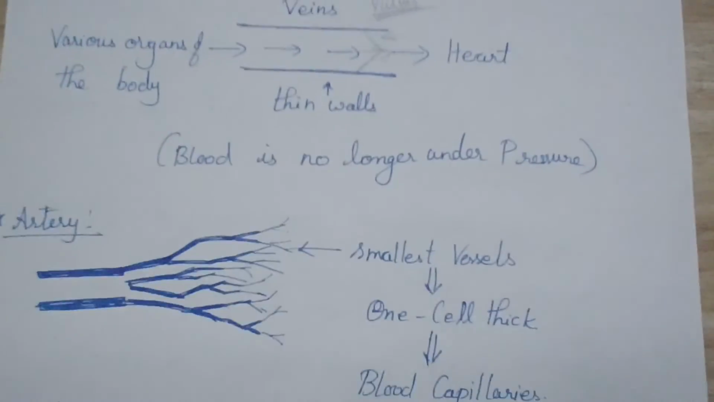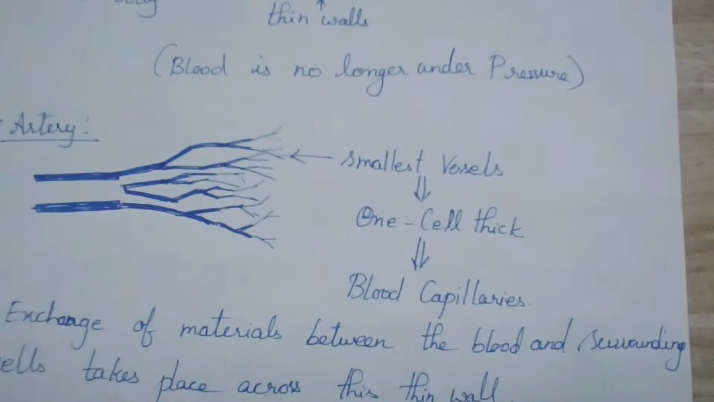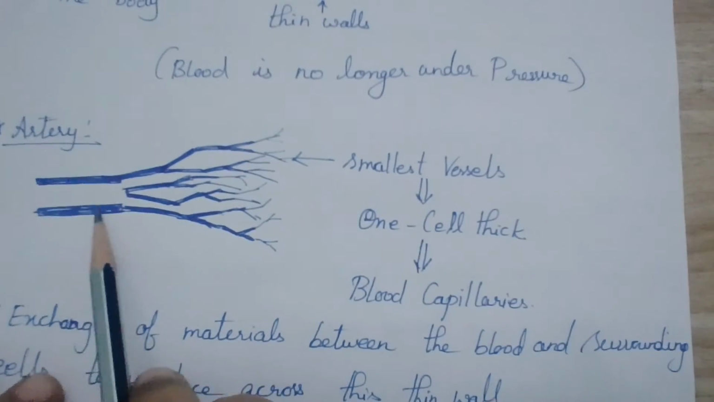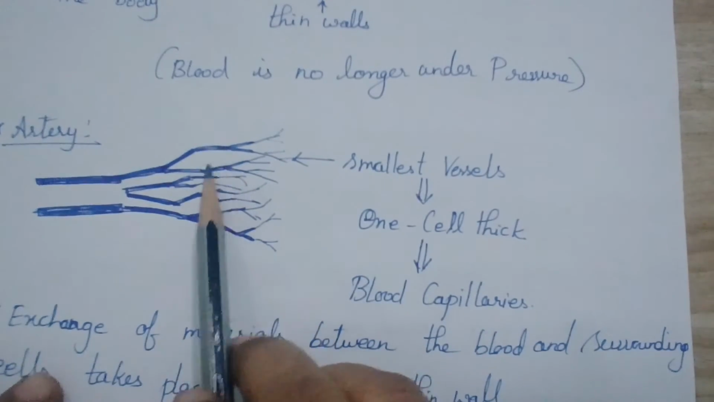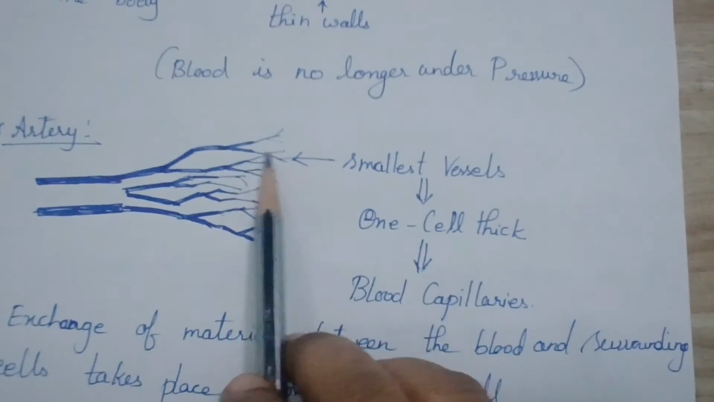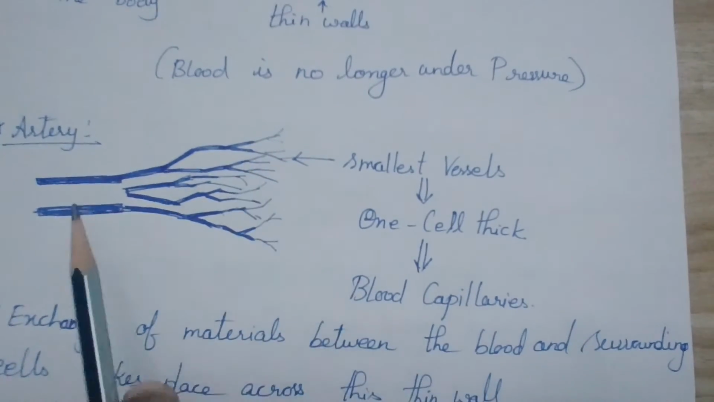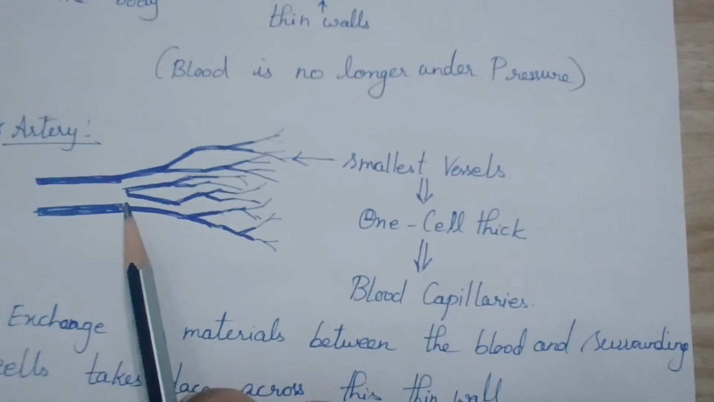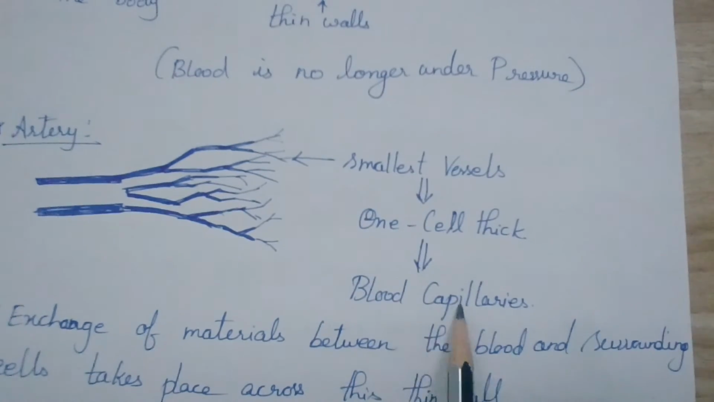Okay, next one is arteries. How the arteries will be, it is made up of thick wall here. Then how this oxygen will be exchanged, and nutrients will be supplied to the cells? How it will be supplied? This main artery will be further divided into smaller branches, and these smaller branches further divided into smaller branches, and these smaller branches further divided into very smaller size, okay. That smallest vessel is called your blood capillaries.